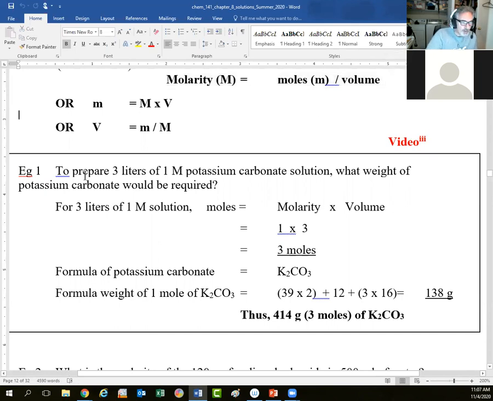So let's look at some examples. Preparing 3 litres of a 1 molarity solution of potassium carbonate. What weight of potassium carbonate would be needed? Now, our equation doesn't directly calculate the mass of chemical, but we can convert that mass into a number of moles. And so we can work out the number of moles based on the molarity and volume. Molarity times volume gives us a number of moles. That's a molarity of 1 with a volume of 3 litres. So we have 3 moles.